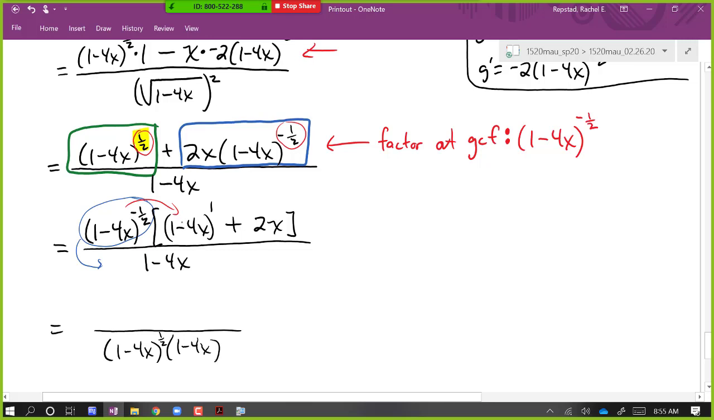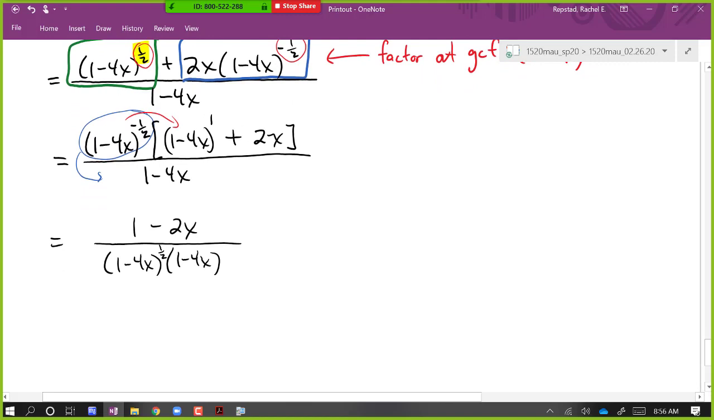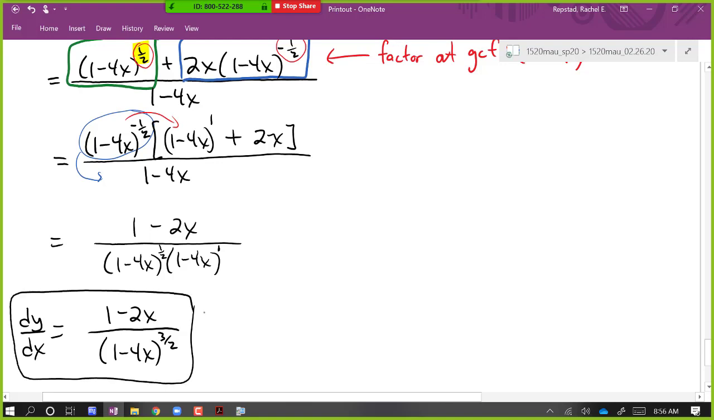Up top, we have 1 minus 2x if I combine the like terms. And now we're almost done. We have the same base on the bottom, so I'm just going to add those exponents. So we have 1 minus 2x over 1 minus 4x, and if I take 1/2 plus 1, that's 3/2 power. So this is dy dx. So that's part of what they asked us to find.